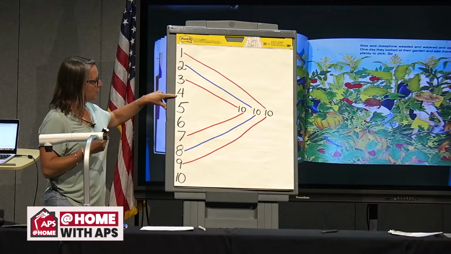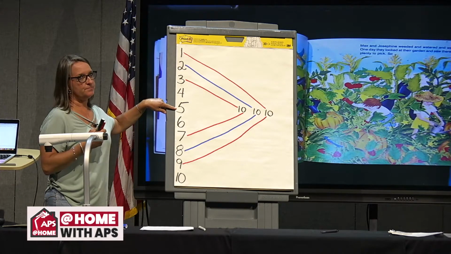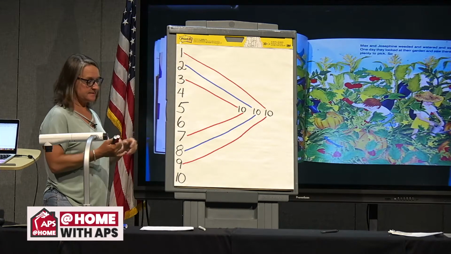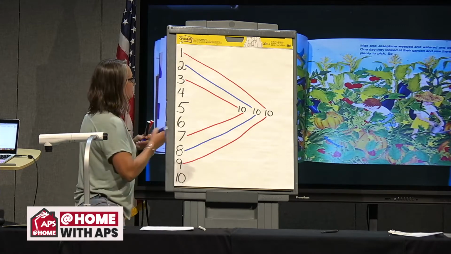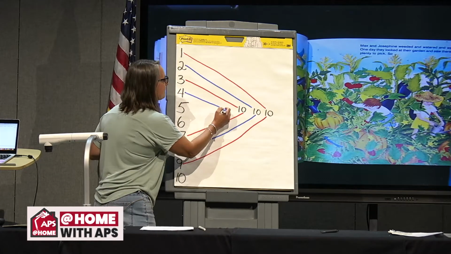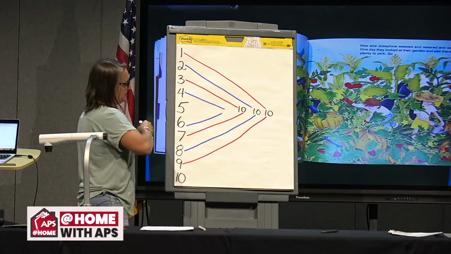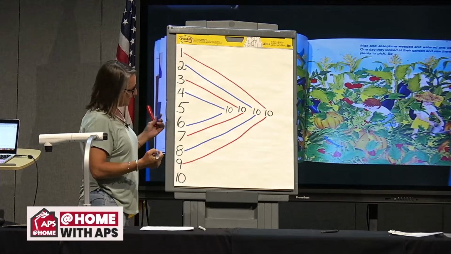Then we have 4. What goes with 4 to make 10? Is it 5? No. 2 5s go together to make 10. What about 4 and 6? Yep, I think 4 and 6 will go together to give us 10. Okay, so did we leave anything out?